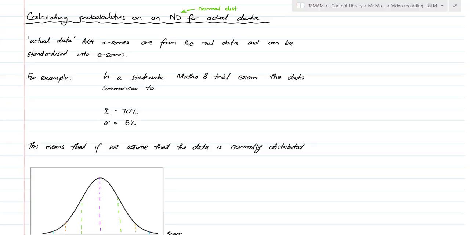Hi and welcome to video 5, Normal Distributions from Unit 4, Topic 4 of the Math Methods curriculum. And in this video we're going to talk about calculating probabilities on a normal distribution.